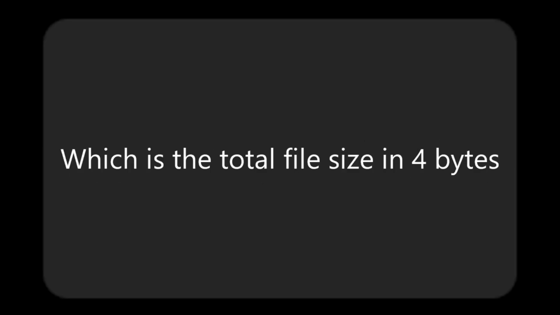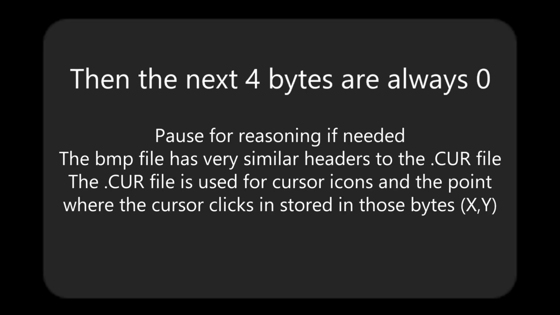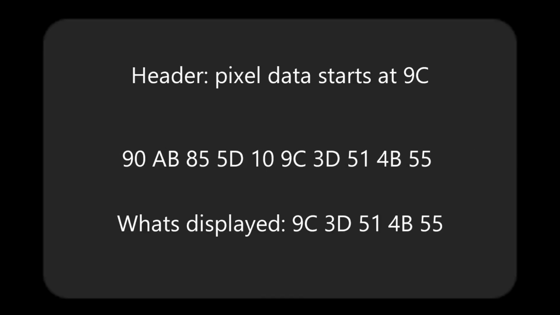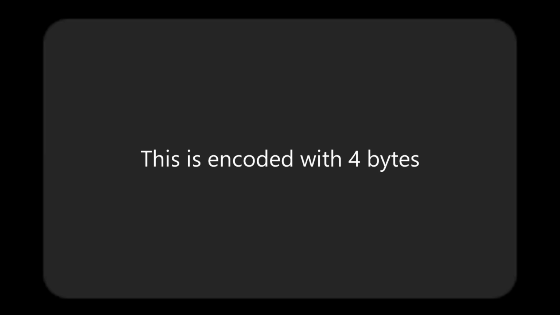The first two bytes are the signature, which tells photo apps what file type it is. In this case, BMP files always start with 424D, BM. Next is the file size, which is just the total size of the file given in 4 bytes. Then the next 4 bytes are always reserved, or 0. And lastly, for the first header of the BMP file, there is the pixel data offset, which is the byte where the actual pixel data is located. This is encoded with 4 bytes.